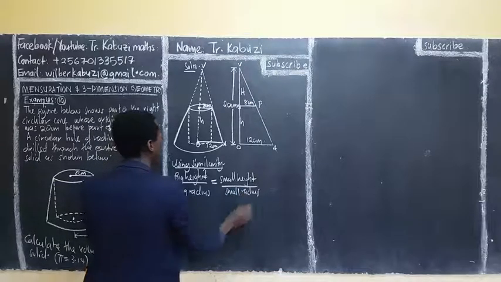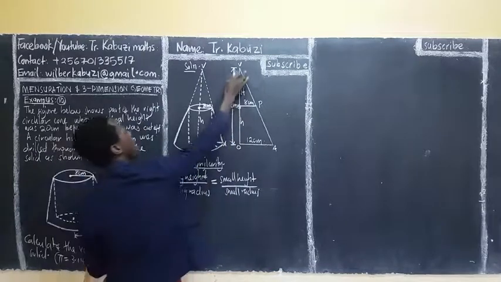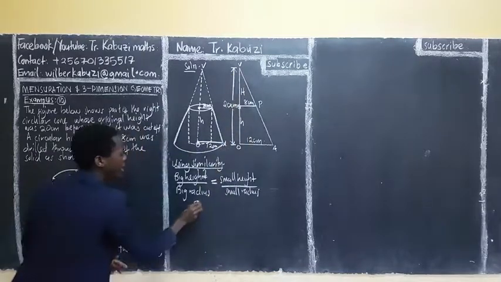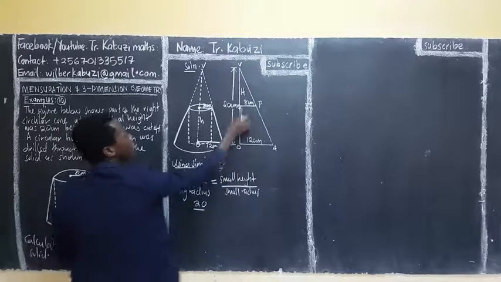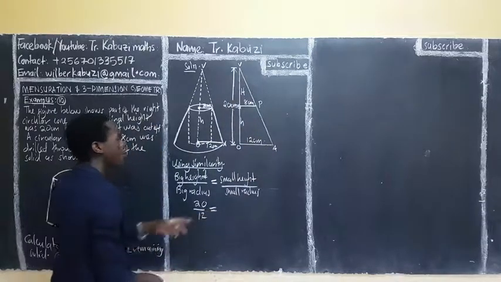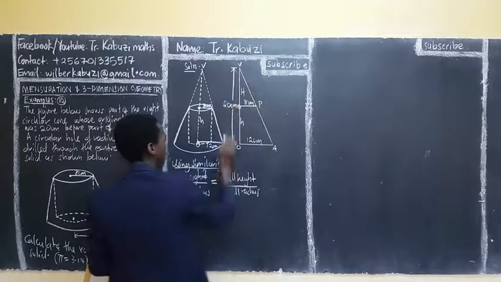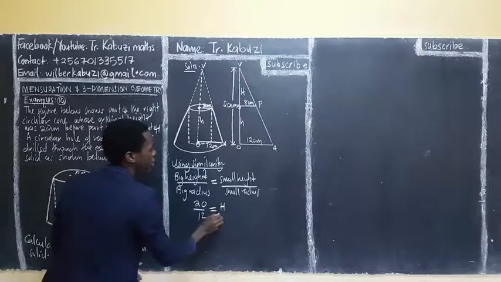Now my big height here, of the big triangle, is 20. The big radius of this big triangle is 12, equaling to my small height. So the small height of this small triangle is h over the small radius, which is 8.